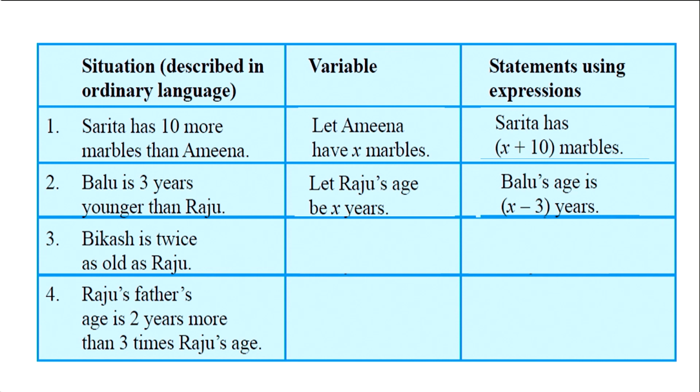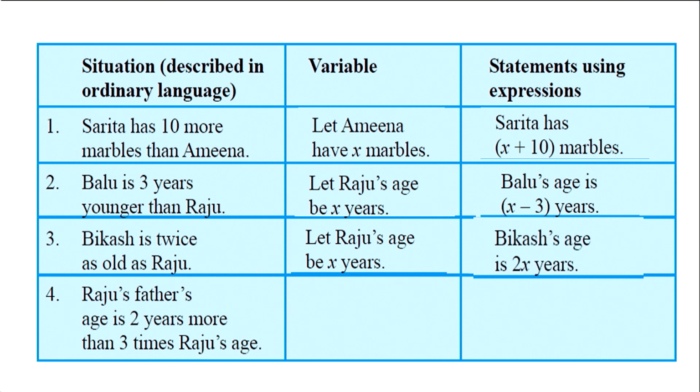Our next situation, Bikash is twice as old as Raju. The age of Bikash is twice the age of Raju. Therefore, if Raju's age is x years, then Bikash's age is equal to 2 into x years. Twice means 2, 2 into x years. If Bikash's age is 20 years, Raju's age will be 10 years because Bikash's age is twice that of Raju's age. The fourth question is a little bit interesting.